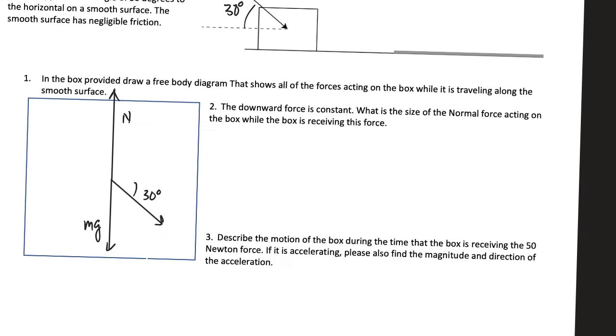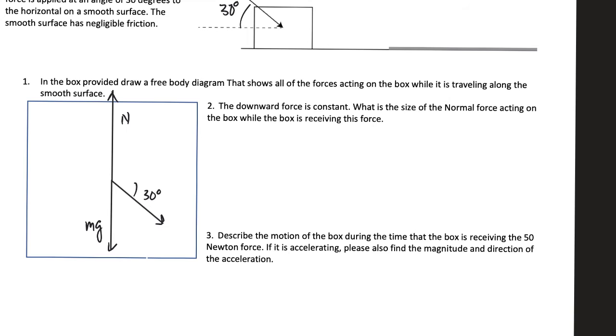So question 1. The downward force is constant. What is the size of the normal force acting on the box? Should I continue or not? You guys want to know? All right. Horizontal force is going to be 50 cosine 30. And then the vertical force, 50 sine 30. We good there? Do I need to explain that? All right.